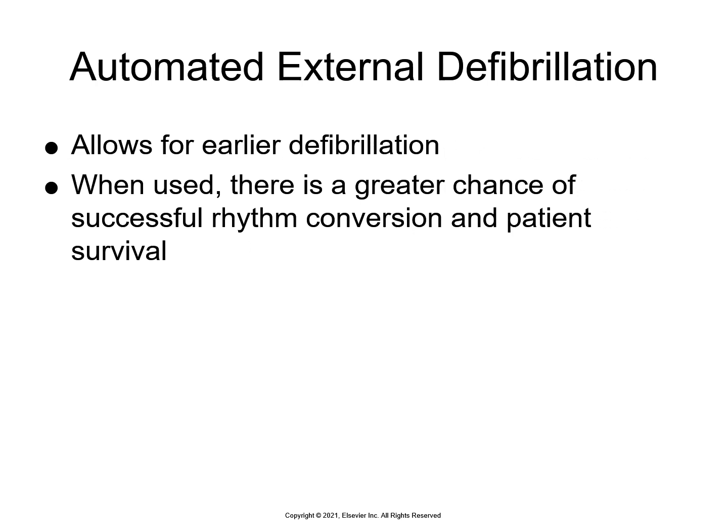So the automated external defibrillator allows for earlier defibrillation. If you have one on site, they can get it. It will analyze the rhythm of the patient or the victim, and it will call for defibrillation when it's needed. When that is used, there is a much greater chance of successful rhythm conversion and patient survival. So this is a great thing to be aware of wherever you are.